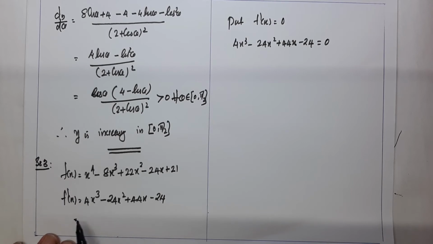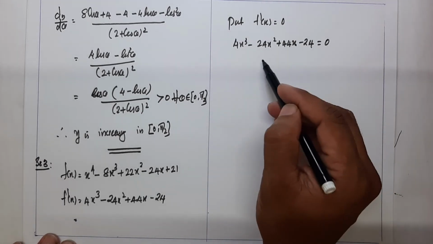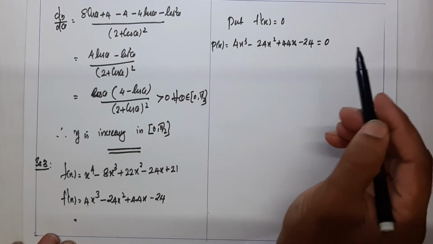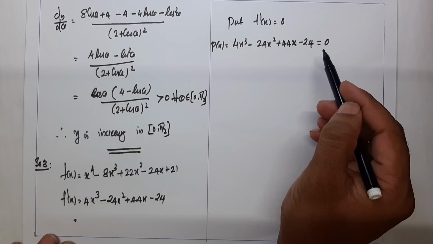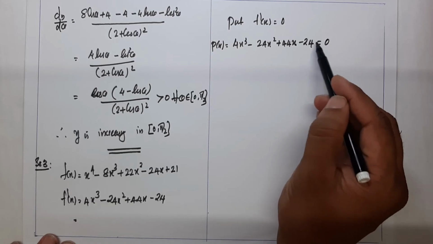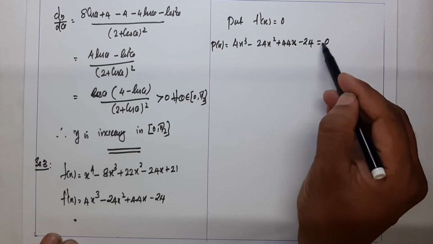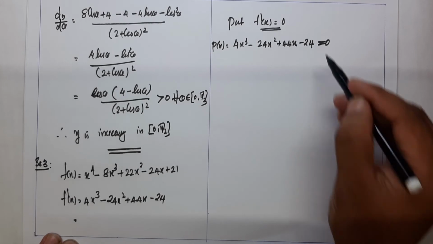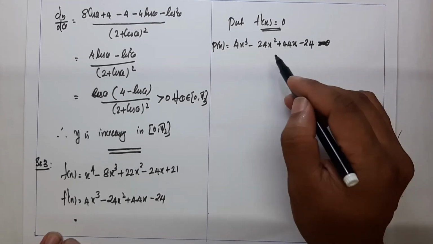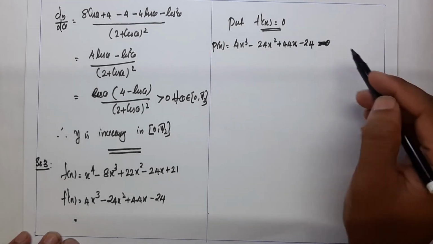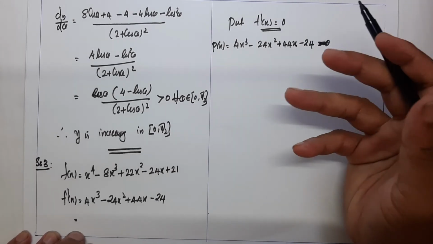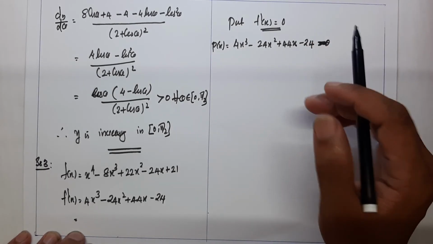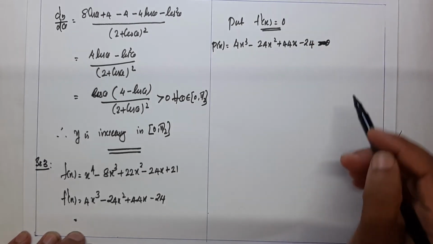For finding the critical point, consider this function as p of x. Now we find the factors of 24. Before finding the critical point, first of all, we factorize this third degree equation. To factorize, there are different methods available. Here I use a new method that is called the synthetic method. It's very easy to find the factors of this third degree equation.